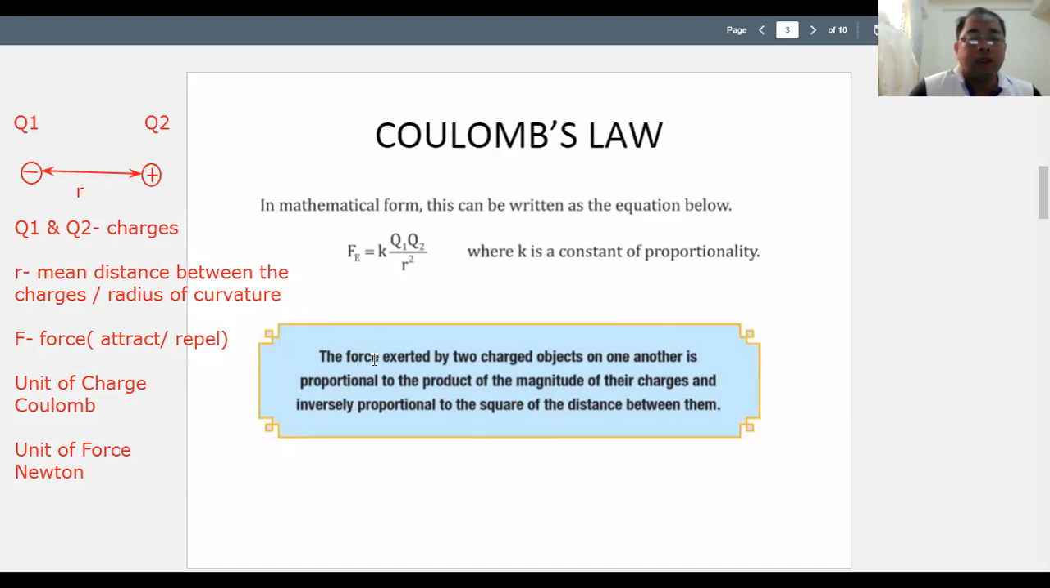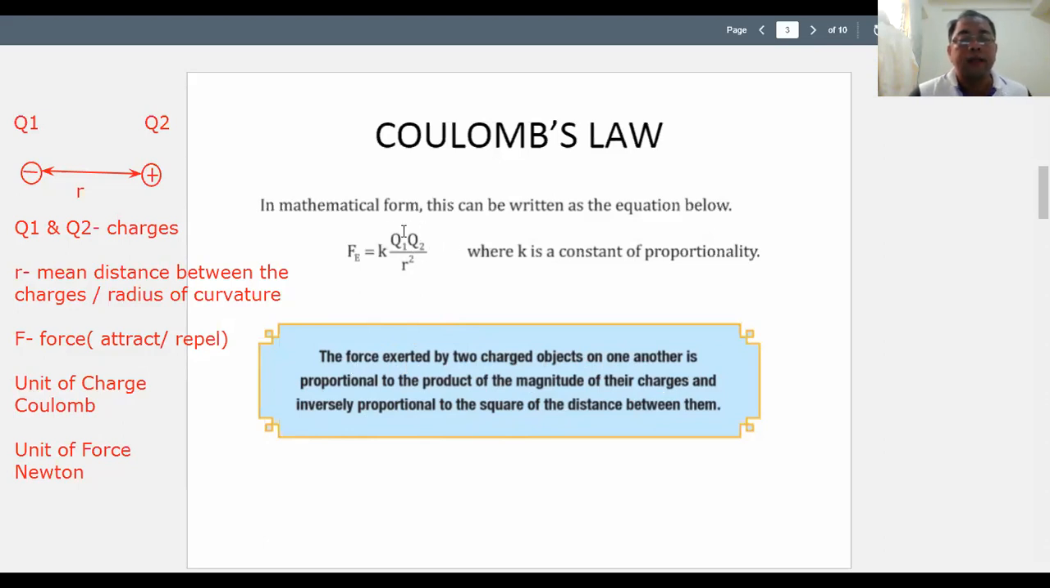And the force here, according to this equation, is affected by the two charged objects on one another, and the product of these charges, the magnitude of the charge, is proportional to the value of the force. But according to this statement, it is inversely proportional to the square of the distance between them, no? So there's an inverse proportionality, and a direct proportionality relationship.